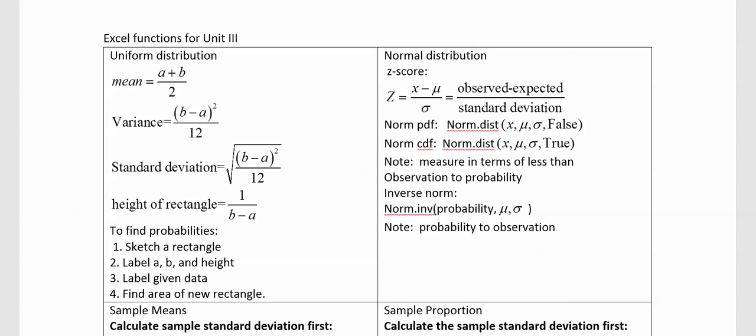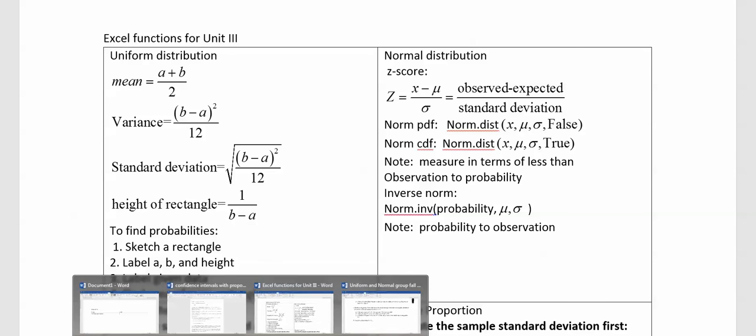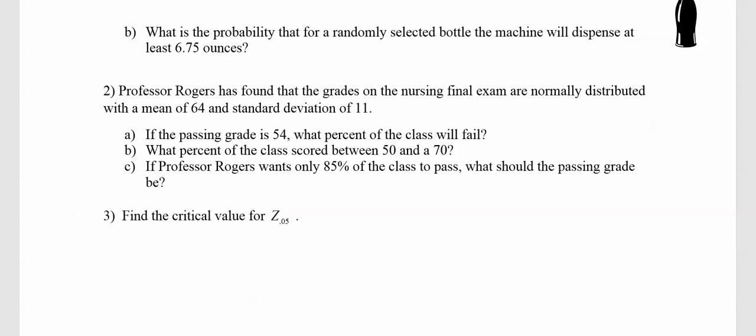The difference between the two: the PDF function for all stat distributions is a single observation. A CDF is that observation or less than it. So all CDFs are measured in terms of less than. So going back to the question, if passing is 54, what percent will fail? Anything smaller than 54 would be considered failing, right? So let me set up the norm CDF on this.